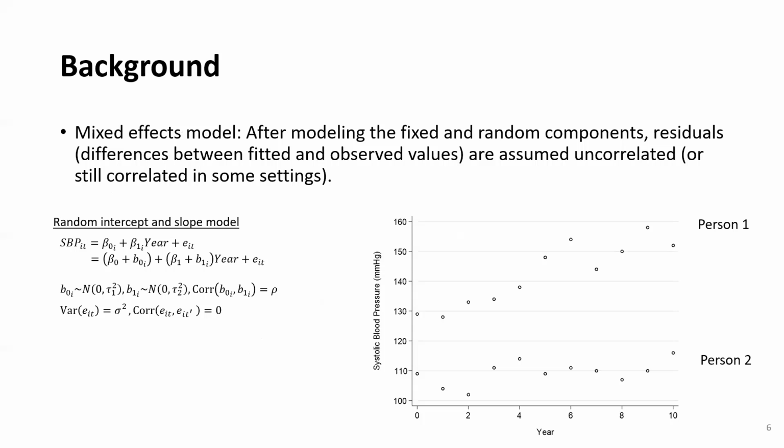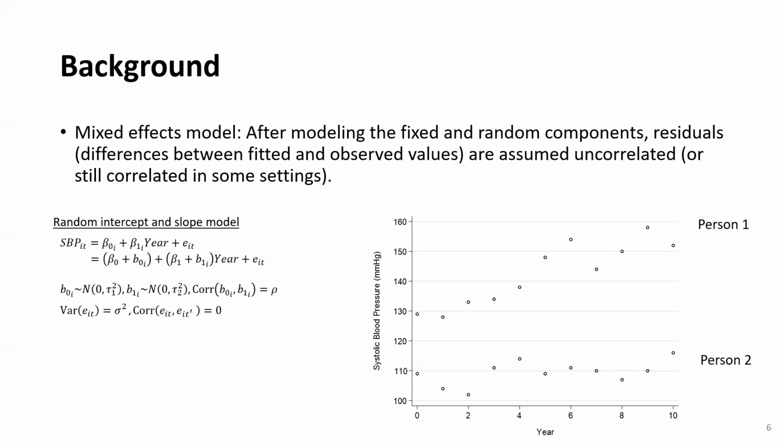And what do we do? We usually use a mixed effects model. The idea is that after modeling the fixed and random components, residuals, which are differences between fitted and observed values, are assumed uncorrelated. Sometimes they are still correlated in some settings, and we need to model that additionally, although it's not very common in a lot of analyses.